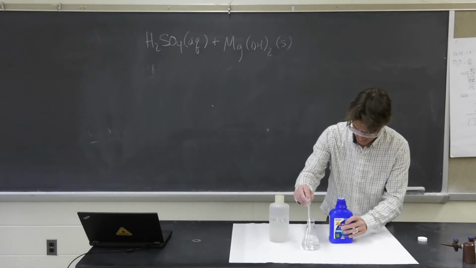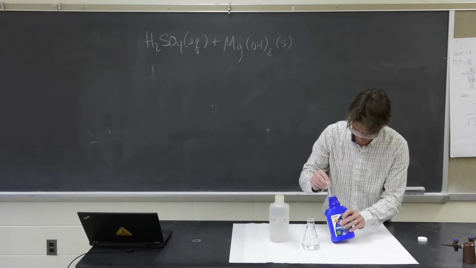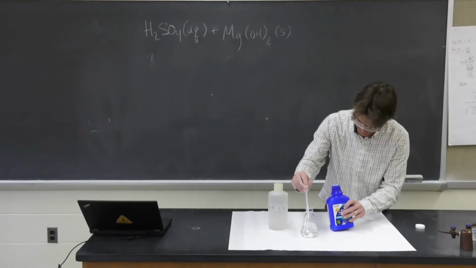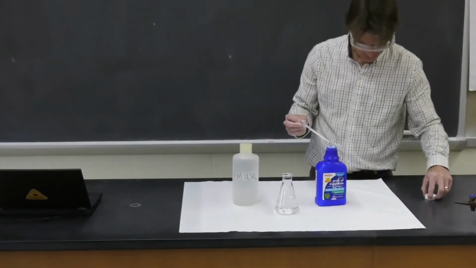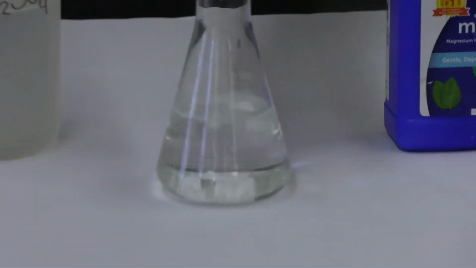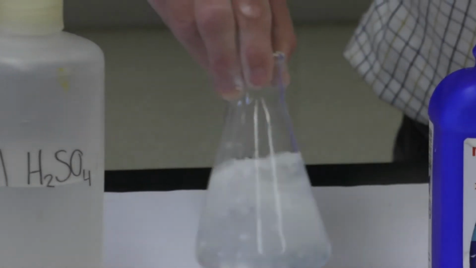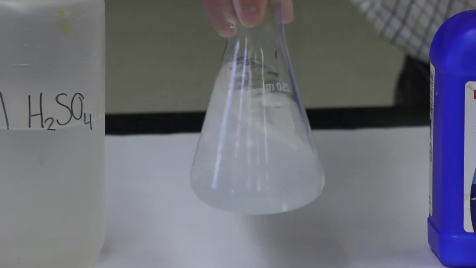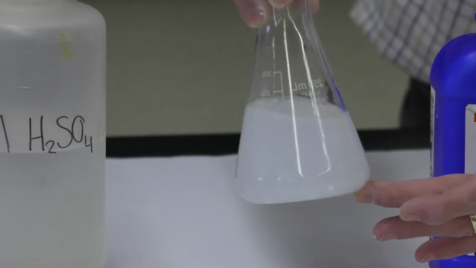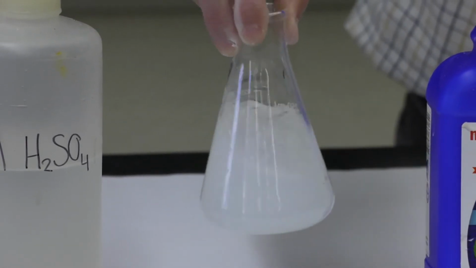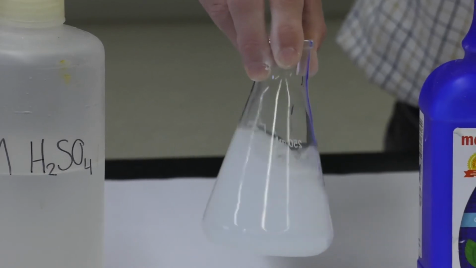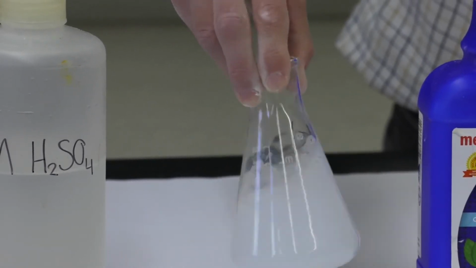Looks very white, doesn't it? Doesn't look like it's dissolving very well into the water. That's why I've written the magnesium hydroxide as a solid. It does not dissolve well at all. You see that cloudy mixture? That tells me there are little solid particles in there. We have a heterogeneous mixture of water and undissolved solid particles of magnesium hydroxide.